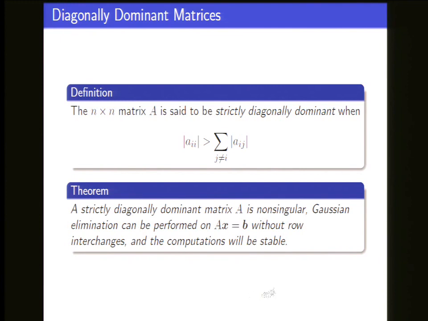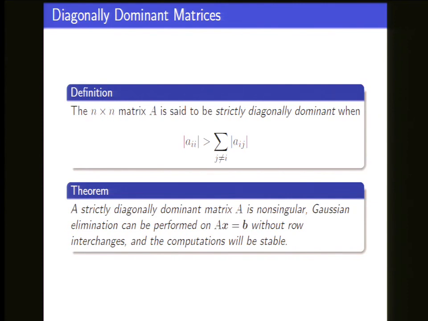Have you seen this term? Strictly diagonally dominant. It's almost obvious from the wording what it means. It means that the diagonal is kind of dominating the matrix, but it's not clear exactly what dominating means. It means that it's greater than the sum of all the off-diagonal entries.